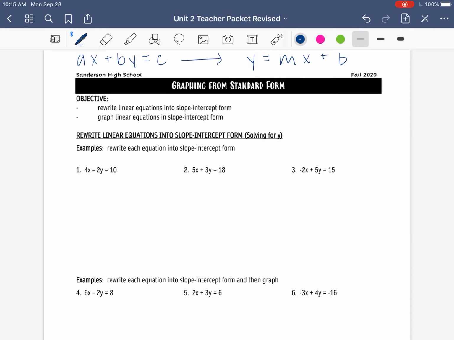And there's going to be two main steps to do that. The first step, to get y by itself from standard form, we would need to get rid of whatever this x is. So we would need to move the x term. And then our second step to get y by itself would be to divide by the coefficient of y. All right, so let's jump right in with an example.